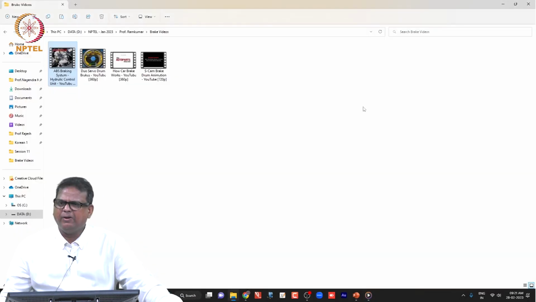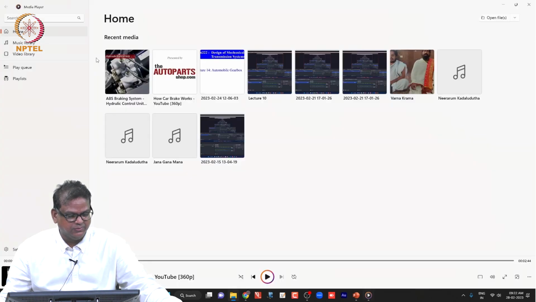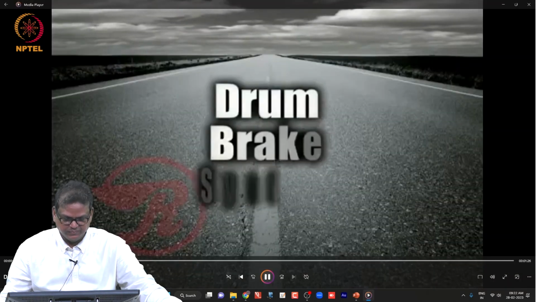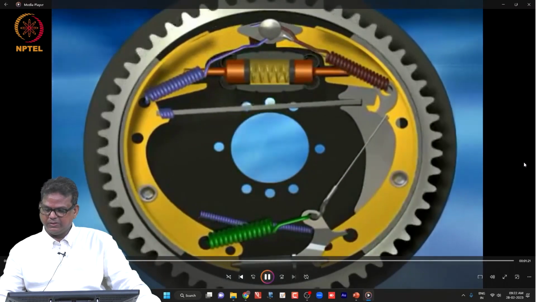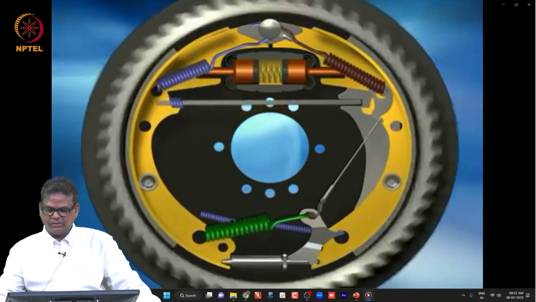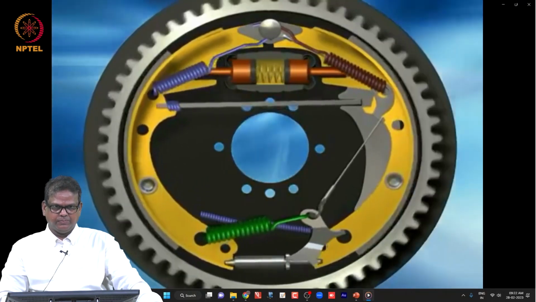And apart from drum and disc brakes, you have two other types. Maybe I can show first the dual servo drum brake system. In drum brakes, the wheel cylinder, with the aid of hydraulic pressure, forces brake shoes out against the drum to create friction and slow the vehicle.